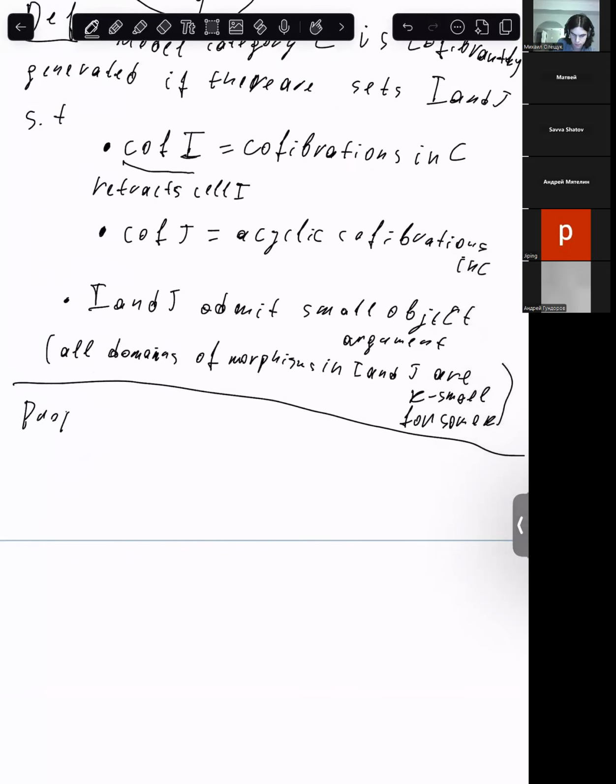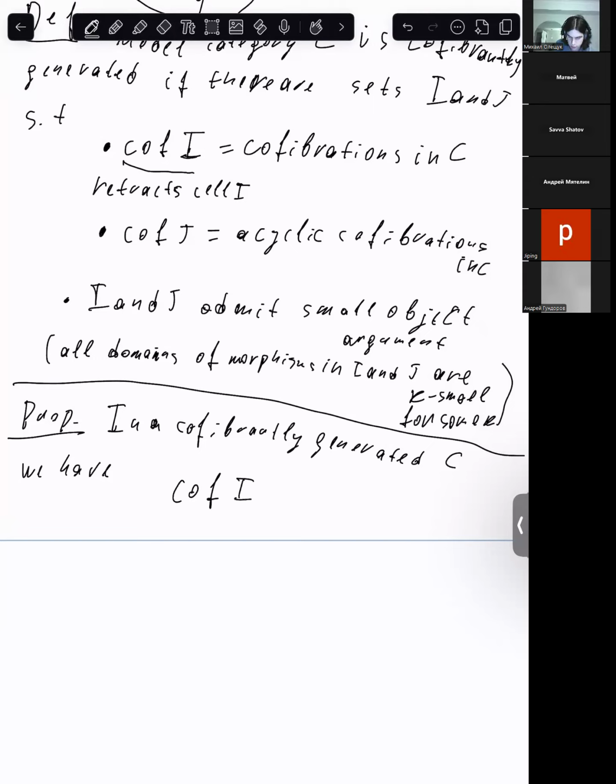Proposition. In a cofibrantly generated model category, we have that the class of cofibrations in C is LLP of RLP of I, and the same is true for J.